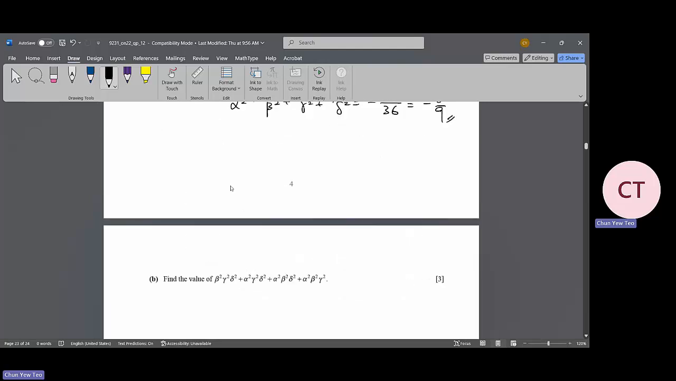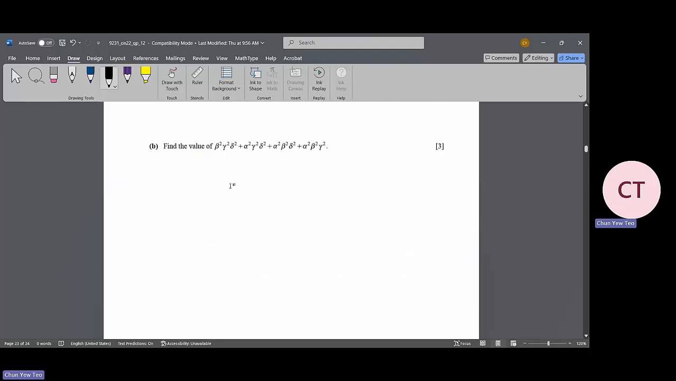So now we move on to question number 2, part B. The expression over here looks a bit scary. Find the value of beta squared gamma squared delta squared, plus alpha squared gamma squared delta squared, plus alpha squared beta squared delta squared, plus alpha squared beta squared gamma squared. So how do you find it?